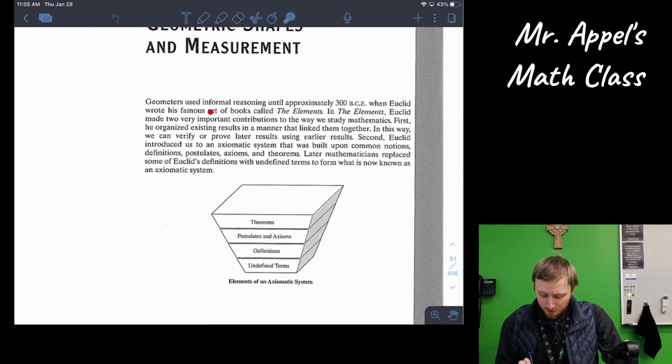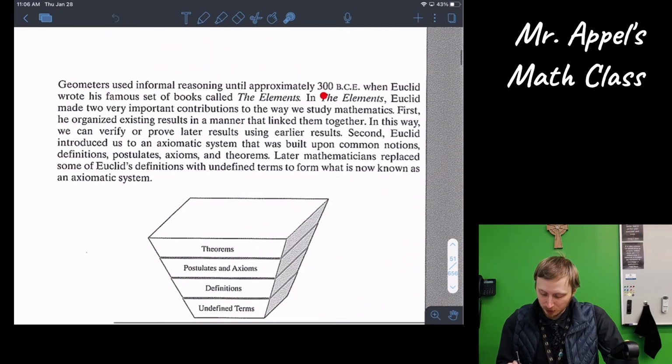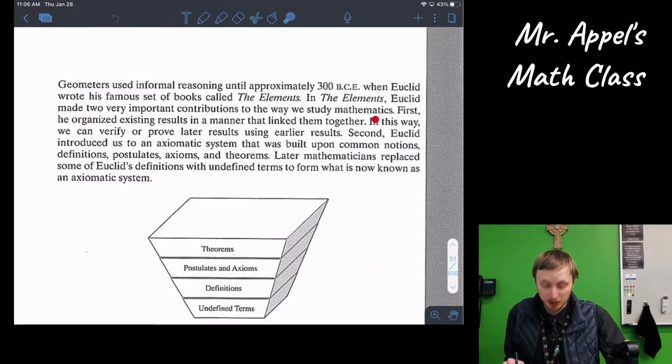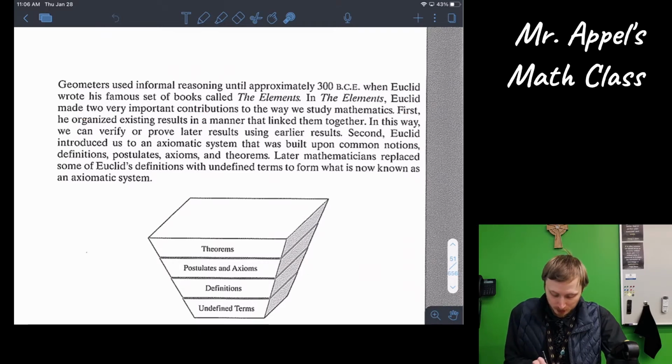Geometers used informal reasoning until approximately 300 BC when Euclid wrote his famous set of books called The Elements. In The Elements, Euclid made two very important contributions to the way we study mathematics. First, he organized existing results in a manner that linked them together. In this way, we can verify or prove later results using earlier results.